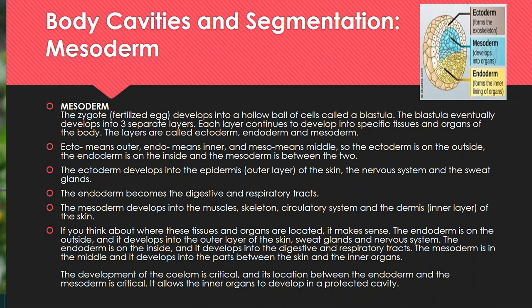If you think about where these tissues and organs are located, it makes sense. The ecto is on the outside, and it develops into the outer layer of the skin, sweat glands, and nervous system. The mesoderm is in the middle, developing parts between the skin and the inner organs. The development of the coelom is critical, and its location between the endoderm and the mesoderm is critical. It allows inner organs to develop in a protected cavity.